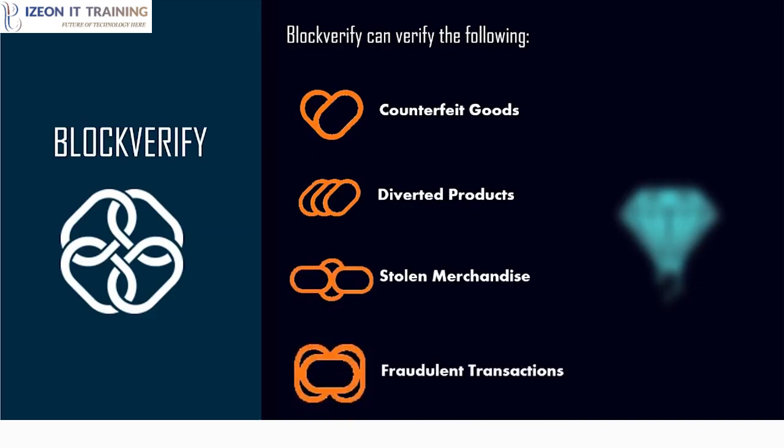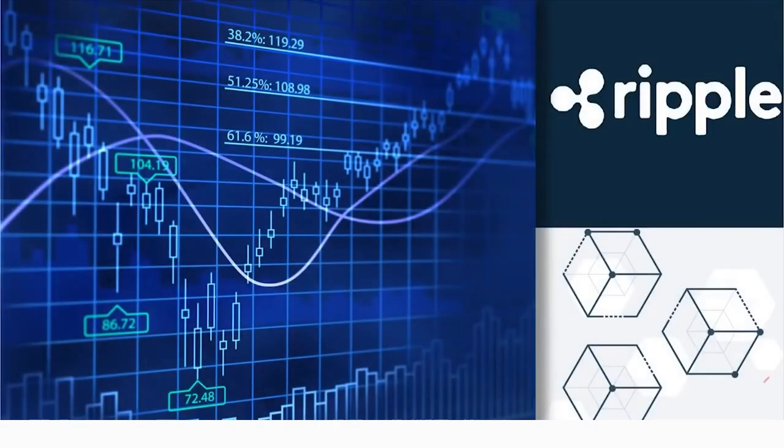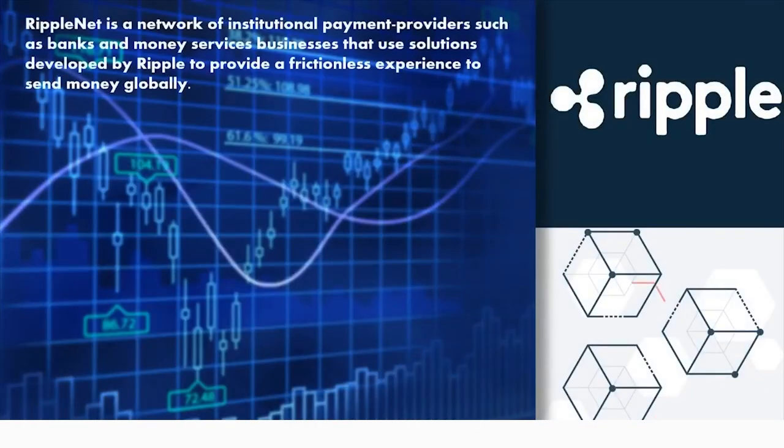Okay, so that was all about BlockVerify. Moving on, we have Ripple. So RippleNet is a network of institutional payment providers such as banks and money service businesses that use solutions developed by Ripple to provide a frictionless experience to send money globally.